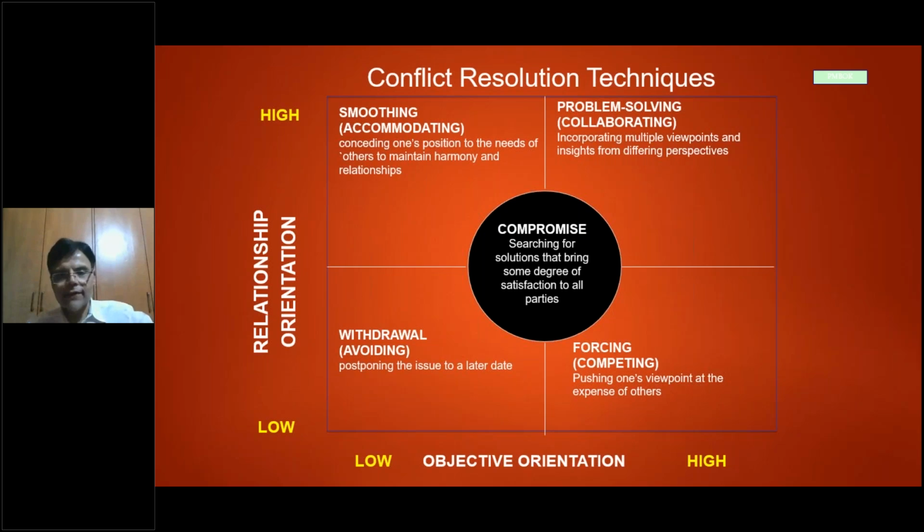The best one, of course, depends on the situation as well, is the last one called problem solving, the top one, which is where the relationship and objective orientation both are high. I understand people, my emotional quotient is high, as well as my project management skills are top-notch in terms of the performance on the project. Not a single day delay can be. I will not allow it. At the same time, I will not break the relationship with my team as well.